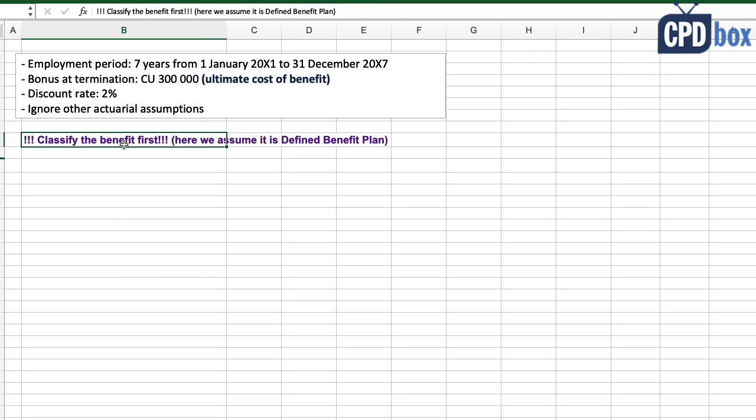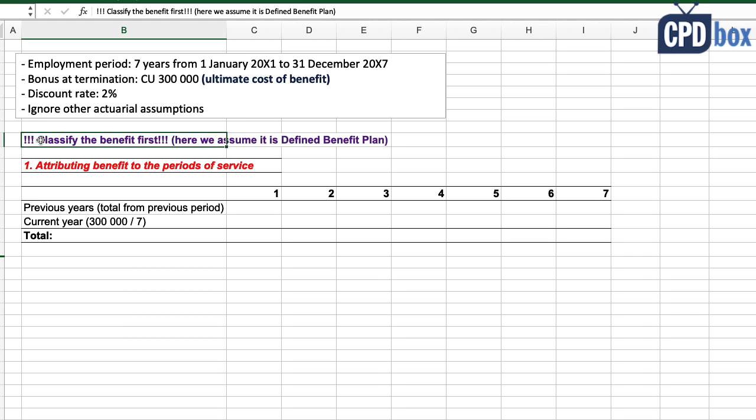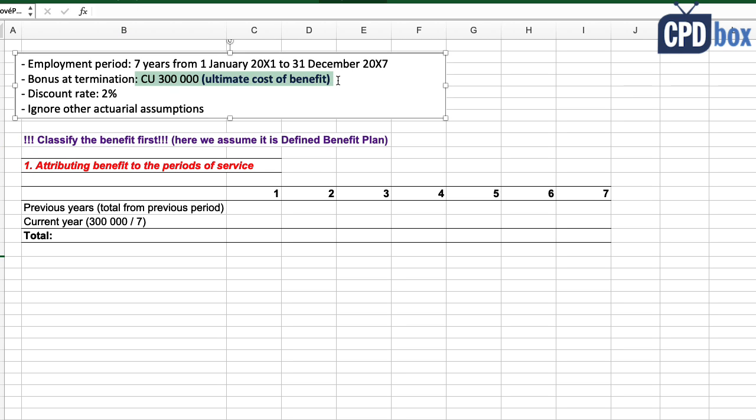Before we start working, let me remind you, you have to classify your benefit first. We assume here that this is defined benefit plan, which it is. And if it's something else, then you do not apply this method, but go according to what it is. Standard IAS 19 will tell you. So in this example, we already know the ultimate cost of benefit, that's 300,000 currency units.